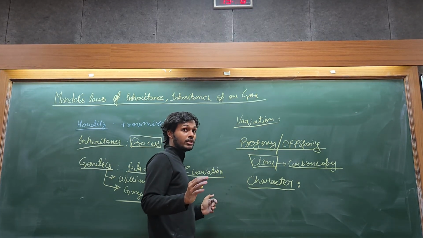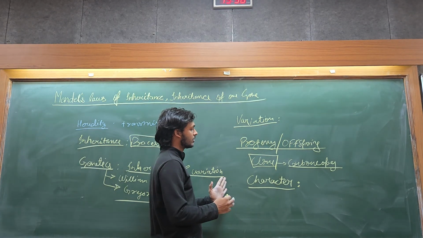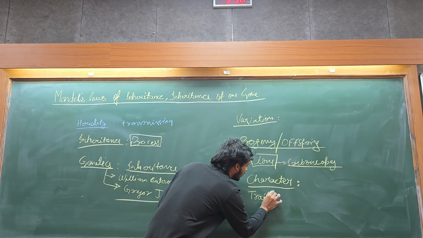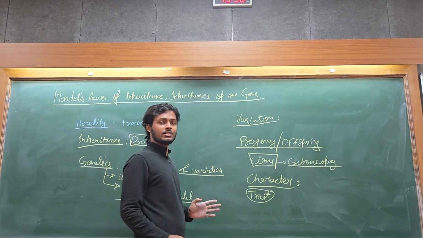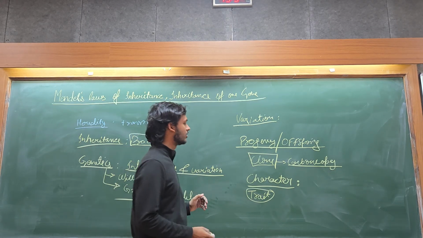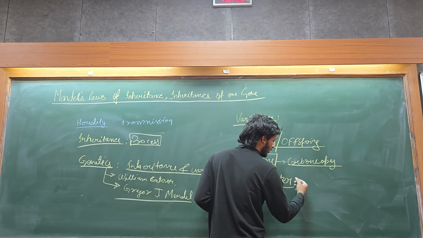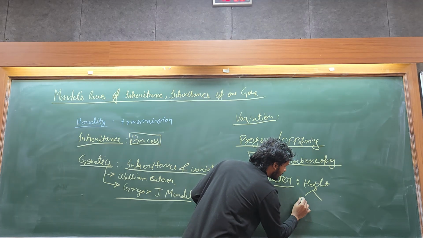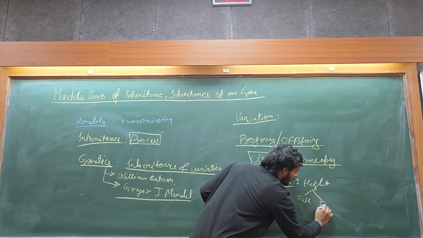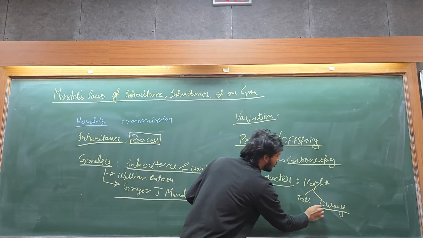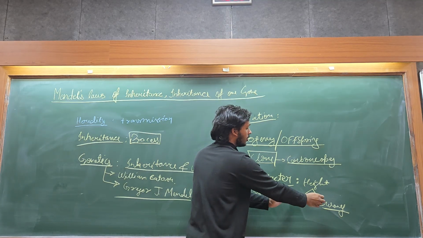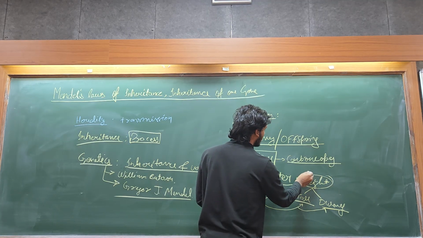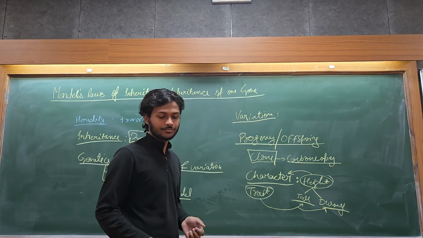There is a very important and confusing term which is related to character. It is called trait. Trait is nothing but the different variants of a character. For example, take the character height. It has multiple variants, tall and dwarf. These tall and dwarf are the different variants. They are called traits, and height is the character.